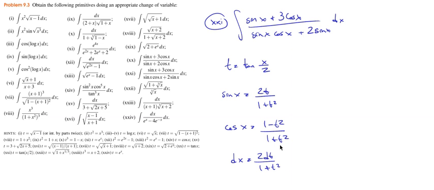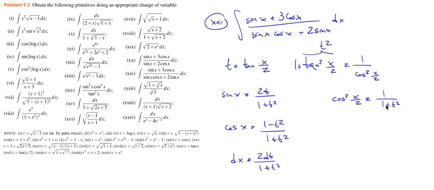Okay, now the way to do this is to remember that 1 plus the tangent squared of x over 2 is going to be 1 over the cosine squared of x over 2, right? And from this you can go, this is t squared, right? So the cosine squared of x over 2 is going to be 1 over 1 plus t squared.